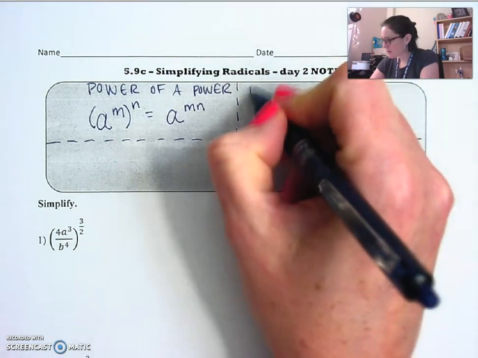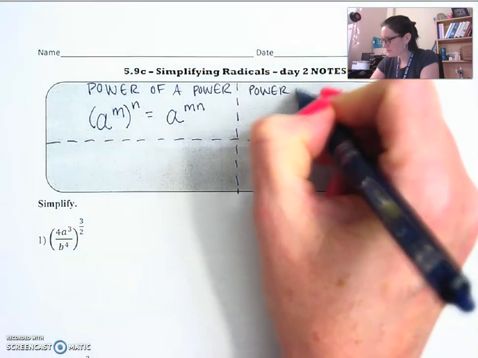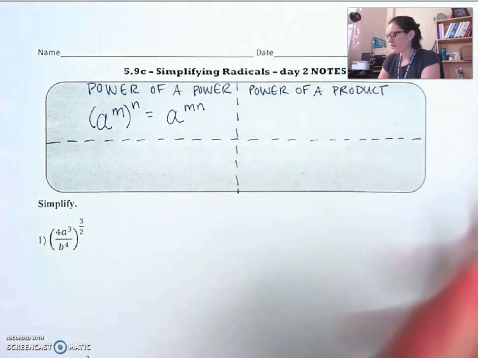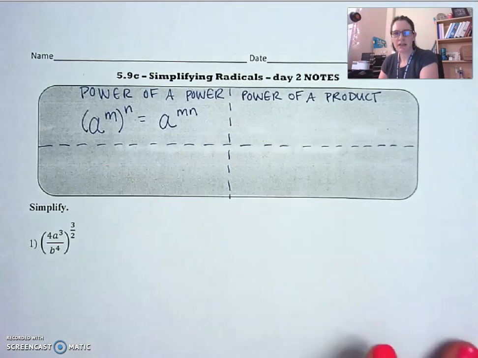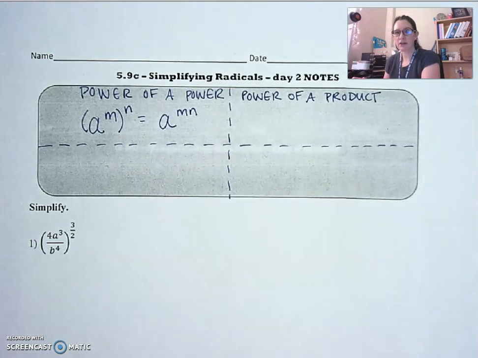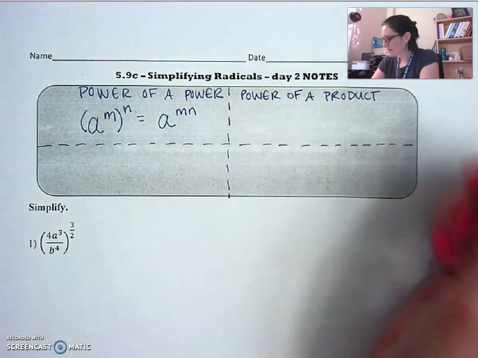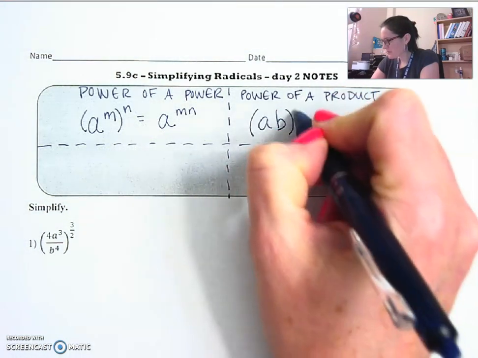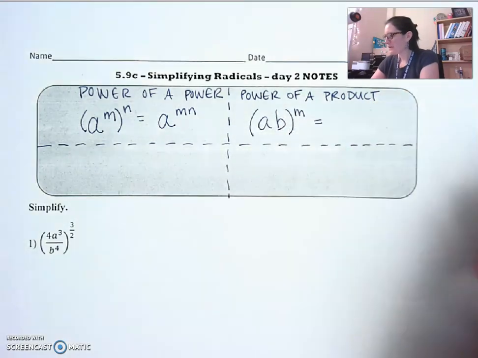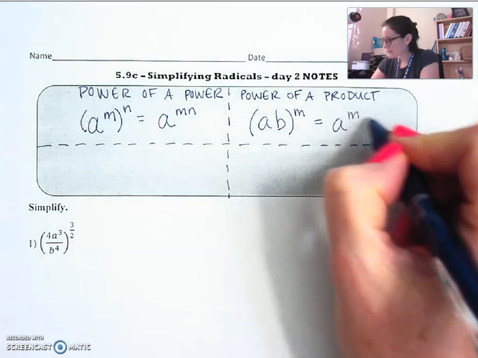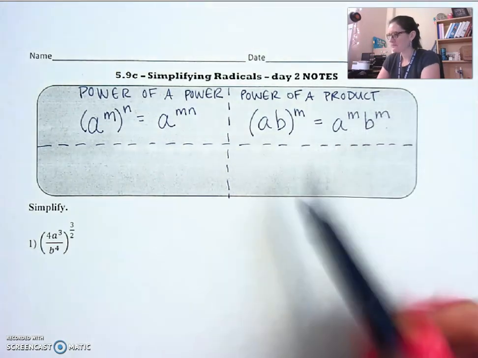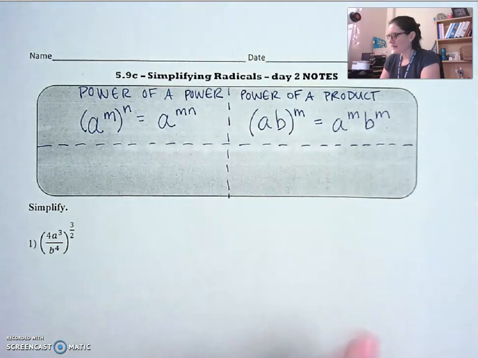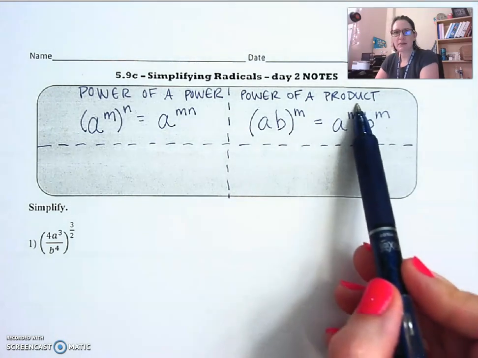The next one is power of a product. So a product is when things are multiplied. So we're going to have two things multiplied, and then that is raised to a power. So let's say our two things are a times b and raised to a power m. We can rewrite that as a to the m times b to the m. It's like the m gets distributed in. Product is something that is being multiplied.